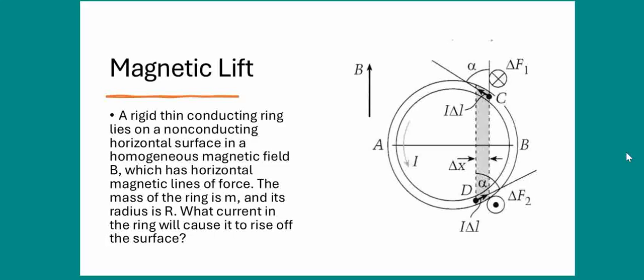So everything is horizontal till now, and the mass of the ring is m, its radius is r, and what current in the ring will cause it to rise off the surface?